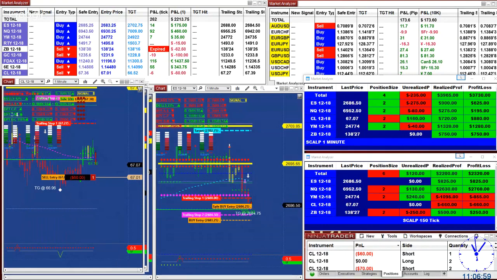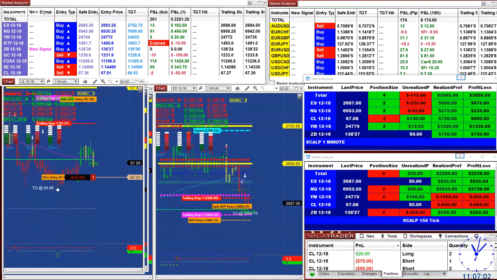We're about to have new signals, guys, on the ES, so that's why I'm sitting not doing anything. The whole idea is to spread out your account and take one contract on the ES, one contract on the NASDAQ, one contract on the Dow Jones. We have a new signal on the 30-year treasury bond. It is a buy.